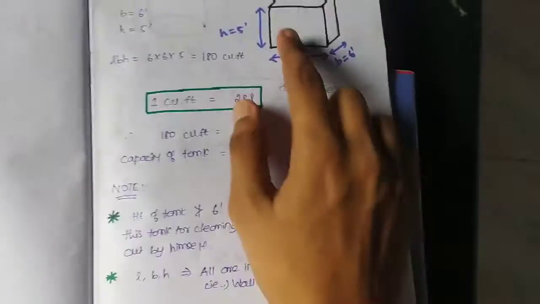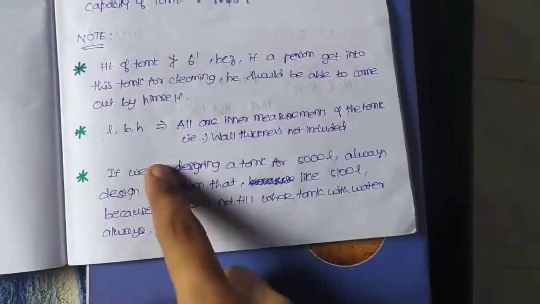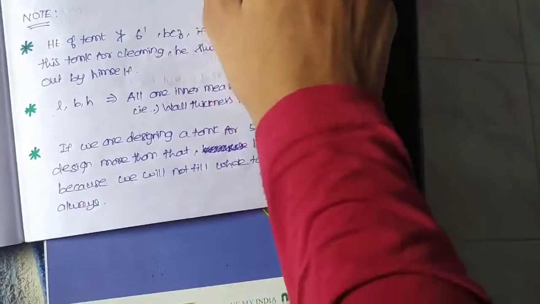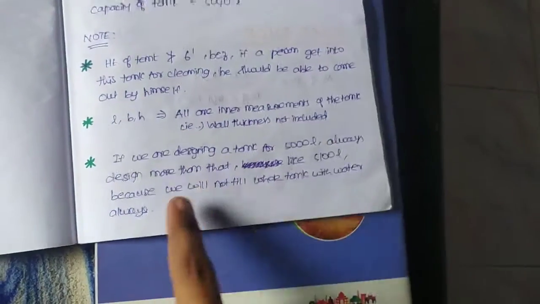This L, this B, this H are nothing but the inner dimensions of the tank. It does not include the brickwork or the RCC thickness or like that. It includes only the inner dimensions of the tank. That is, wall thickness is not included.